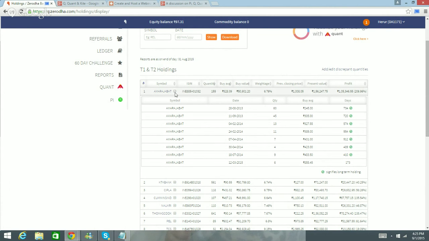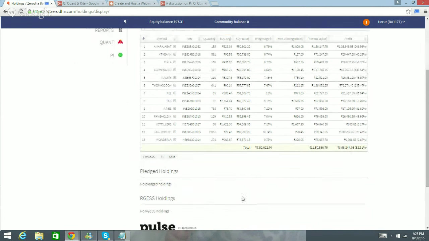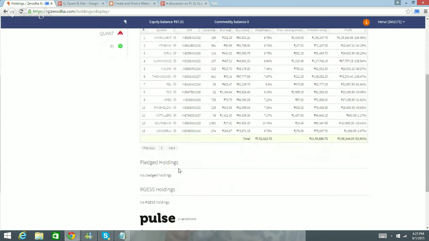So, okay, we've also done a small little interesting thing. Each stock has a weightage and percentage next to it, right? So you can see the weightage column, right? So it'll show you weightage for whatever stocks you have. There are also separate rows for pledged holdings and RGSS holdings. So if someone has pledged stocks, it'll show in this column, in this box. Same way with RGSS as well, right?